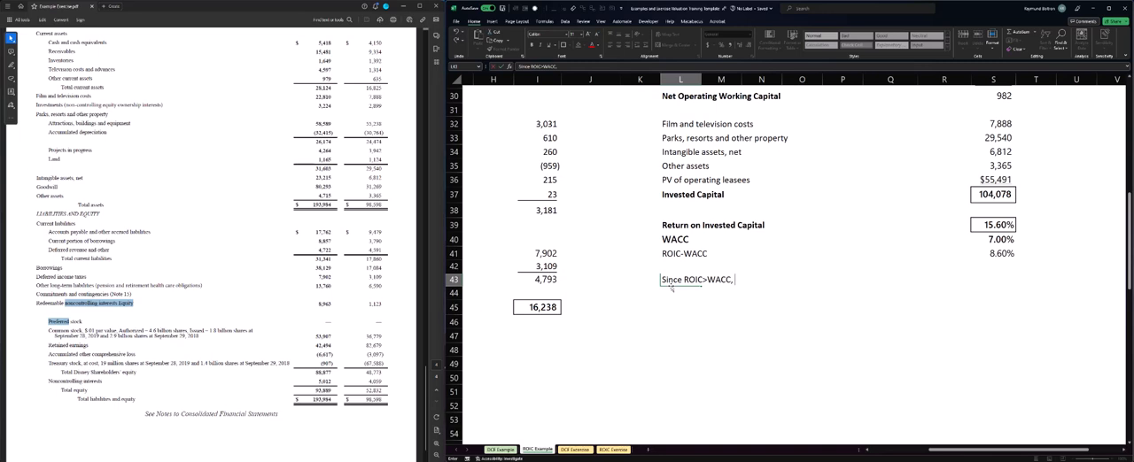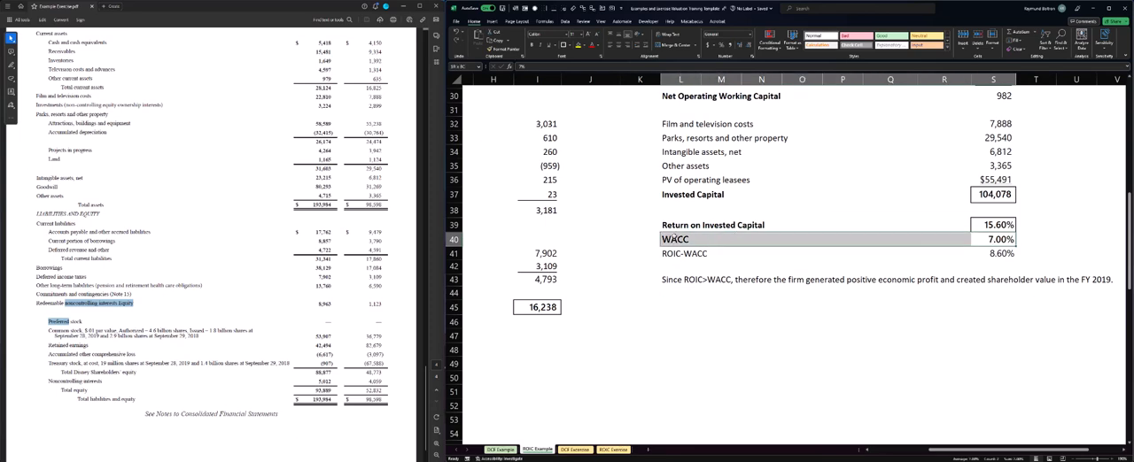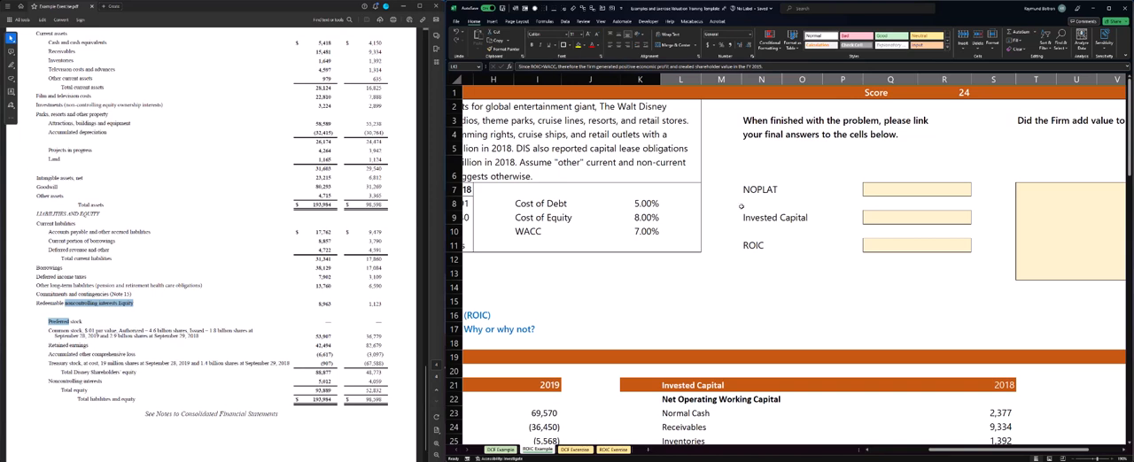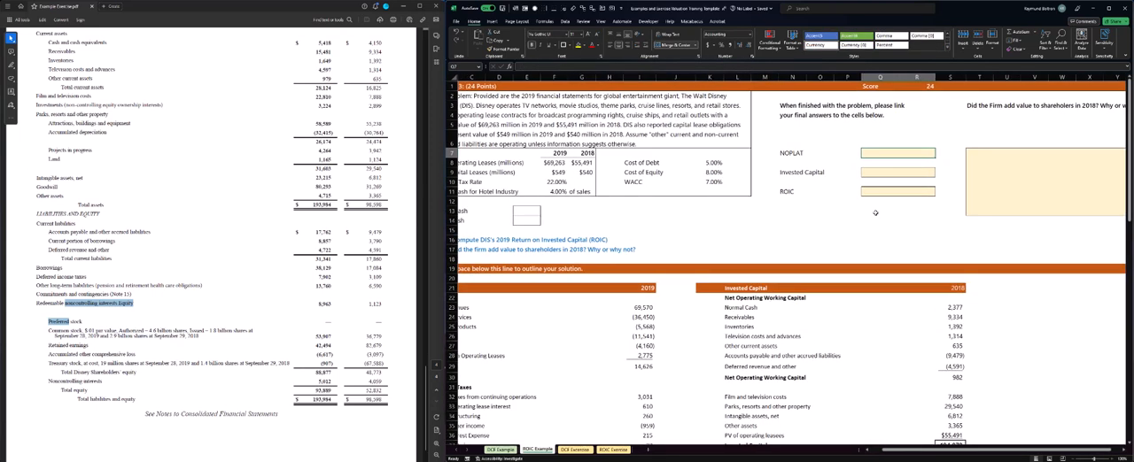Therefore, the firm generated positive economic profit and created shareholder value in the fiscal year 2019. This is how much our capital costs. This is how much we return. And we actually almost doubled it, or more than doubled it. And so we created value. That's it. And you can actually put the numbers.